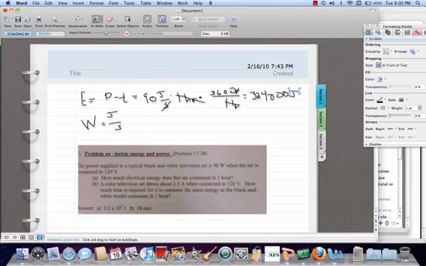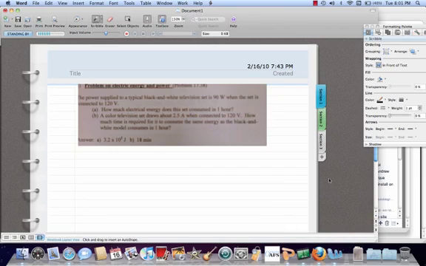And now for part B, we need to find out the time. So let's find out the power for our color television. So power here is going to be V times I. And so that's equal to 120 volts times 2.5 amps. And so when we multiply that, we get 300 watts.